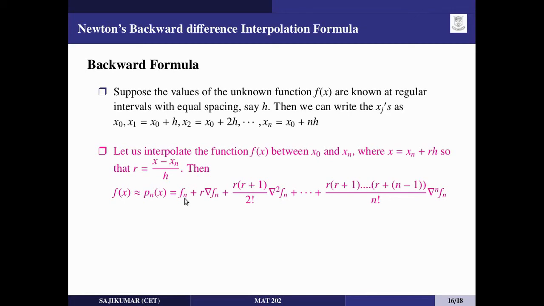So the first term contains the constant term, that is fn. The second term is the first degree polynomial r del fn. Then r into r plus 1, a product of two linear factors multiplying some constant, is a second degree term, and the last term will contain n linear factors in the numerator multiplying a constant. So this will constitute the nth degree term of the polynomial Pn(x). So Pn(x) will be a polynomial of degree less than or equal to n.